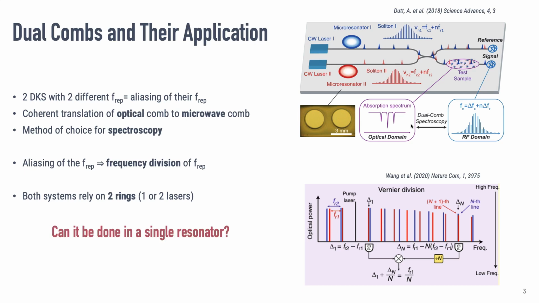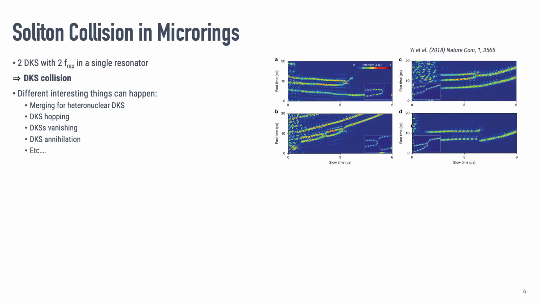Can you do it in a single resonator? Can you have two solitons that travel at different repetition rates in a single resonator? That's going to lead to collision, obviously. If you have one trailing the other, at some point they're just going to collide because they run around the resonator, right? That's not something new. Collision has been studied for decades. I'm only testing the water now, and there's way too much stuff about collision, especially in the 90s, and it's kind of amazing, but there's a lot of things.